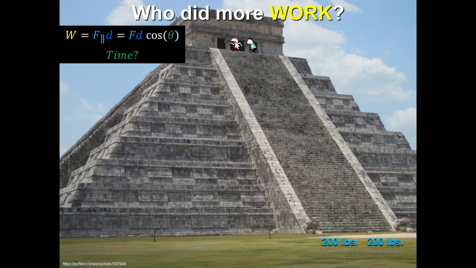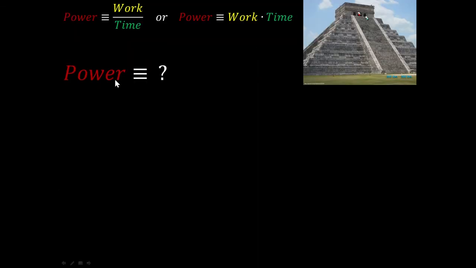Okay? This person did it in a very small amount of time, and this person took a lot longer to do it. That introduces us to the idea of power. The person who raced up that was more powerful or exerted more power. So how do you think we should define power? Is it work divided by time, or should it be work times time?